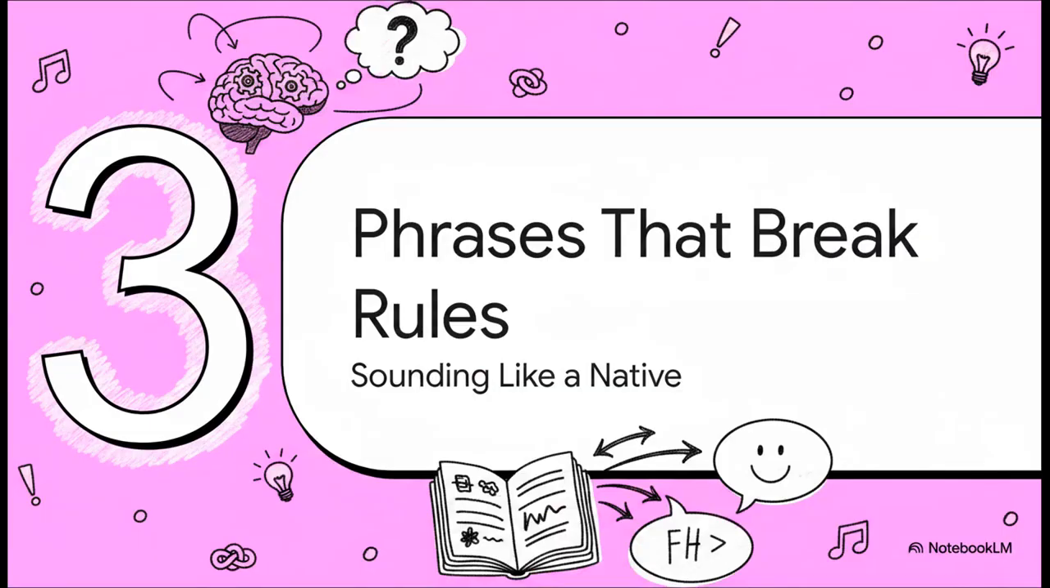All right, so we've covered the core rules. But now for the really fun part. Every single language has its own quirks. Phrases that just don't translate word for word. And learning these is the absolute secret to sounding less like a textbook and way more like a native speaker.